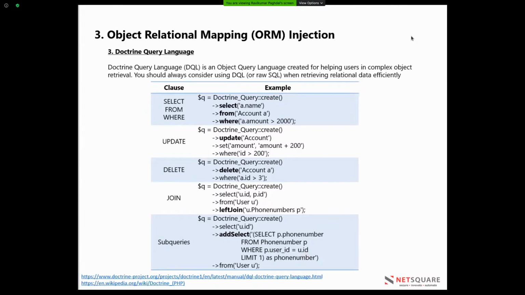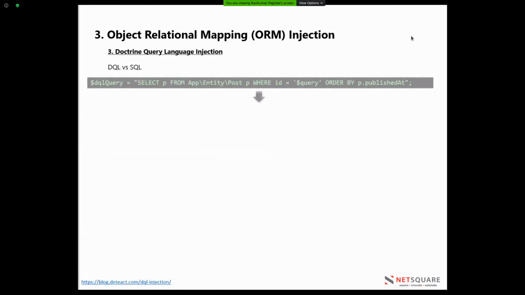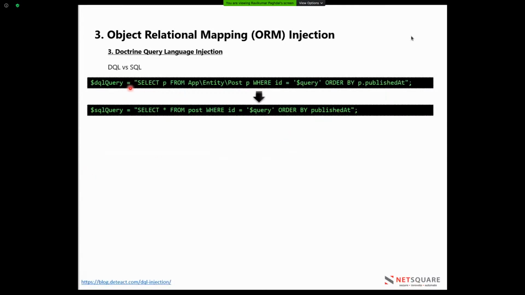In DQL, the query is something like select P from your object App\Entity\Post P where ID is equal to your query order by your object or column name. In such a manner, the SQL query is select star from post where ID is equal to your query and order by. So your query is the injection point. So how will we exploit it?